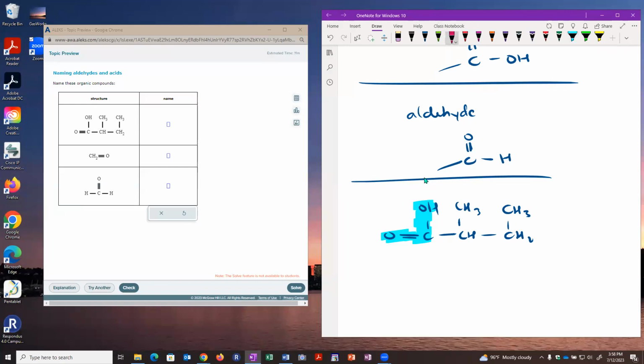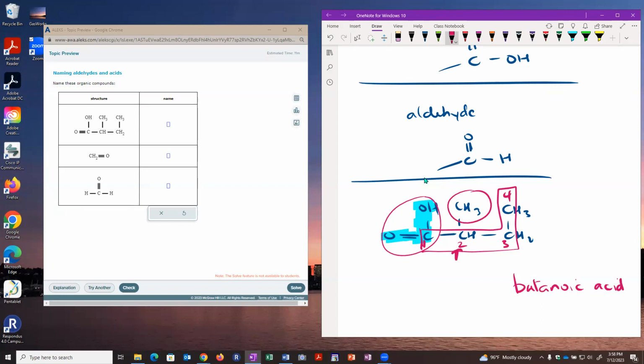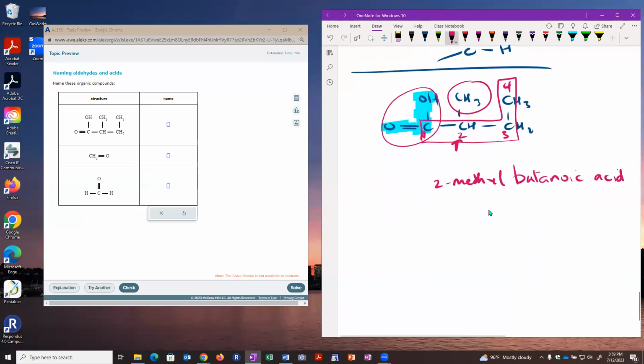We want to number the chain to give the lowest number possible to that carbon, and then we're going to just follow this along to get the longest continuous carbon chain, which in this case is 4, right? So the carbon of the carboxylic acid is part of the longest chain. So our longest carbon chain is 4, so that's but. This is a carboxylic acid, so it would end in butanoic acid. And then there's a methyl group on carbon number 2, so that would be 2-methylbutanoic acid. So you want to approach your naming here systematically so that you follow all the rules.